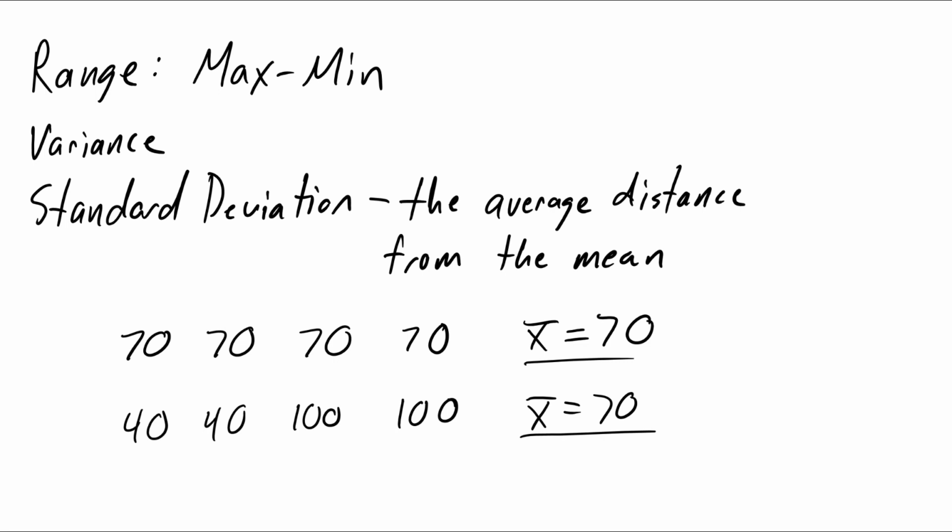So down here, where we had 2 40s and 2 100s, the average distance from the mean is 30, because each of those points, 40 and 100, are 30 points from the mean. Now, that's not exactly what standard deviation is. We'll look at how to calculate standard deviation, but that's just a general idea of what standard deviation is trying to find. So next, we're going to look at how to find standard deviation.